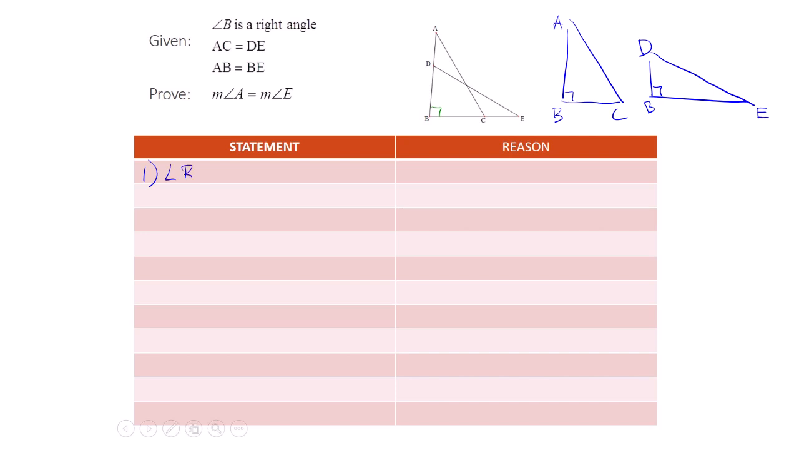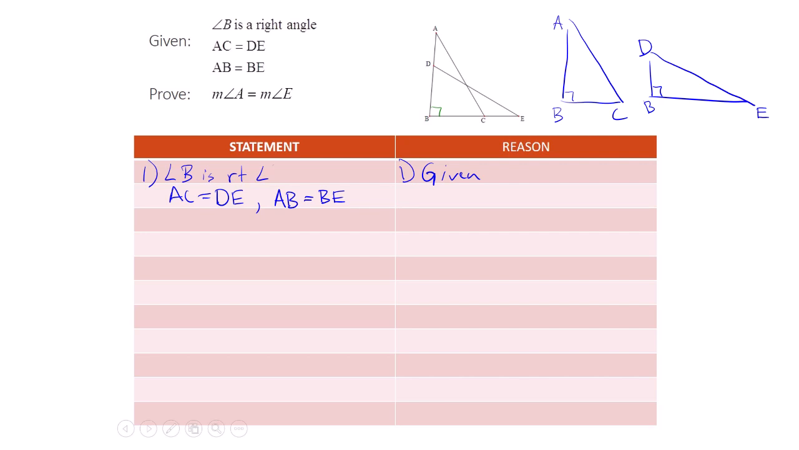So angle B is a right angle. That's given. And then our other givens, AC is equal to DE, and AB is equal to BE. Okay, and those are both given.